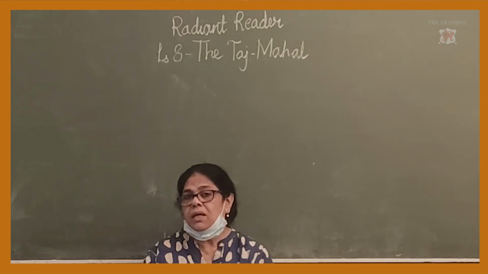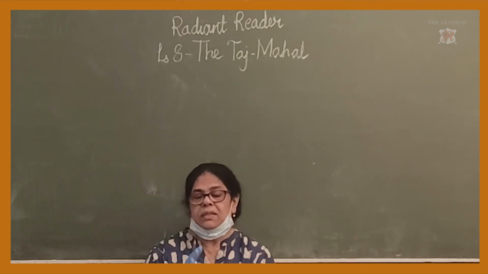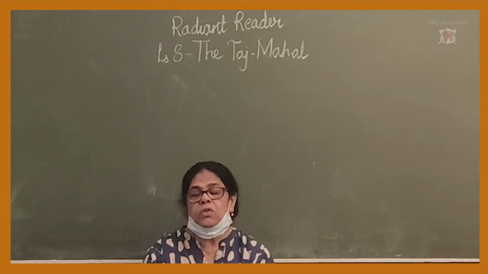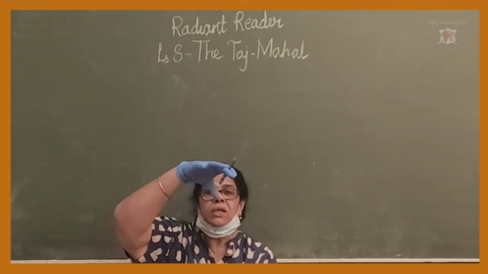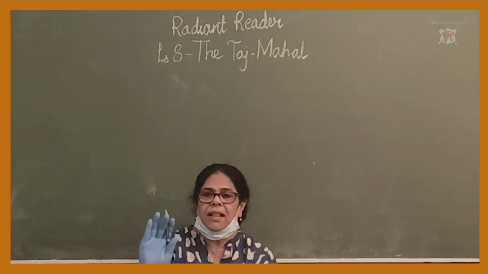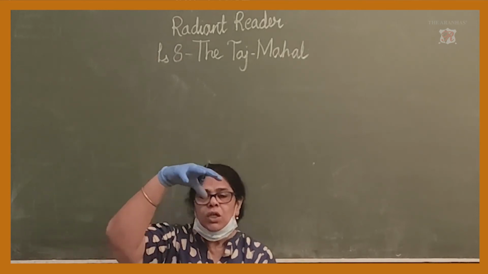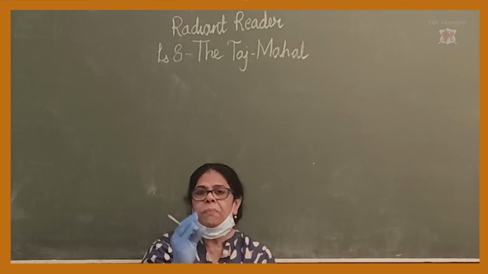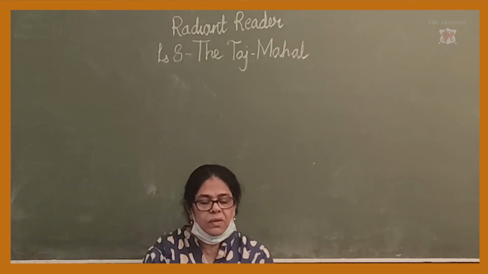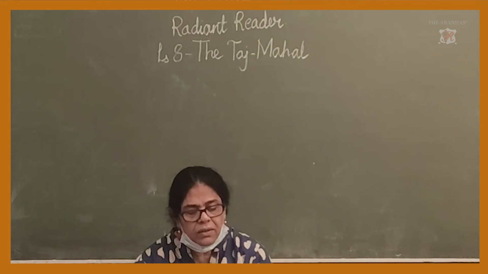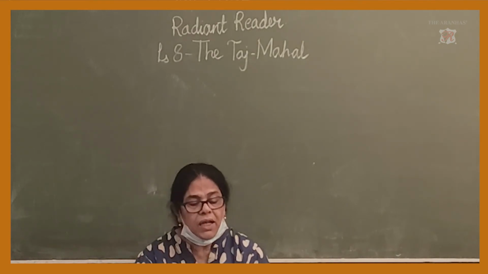So the walls are made of red sandstone and they have pillars. These pillars are made out of white marble, and over the pillars are cupolas. Cupolas are nothing but round domes. So they have small pillars with round domes all along the walls that surround the Taj Mahal.